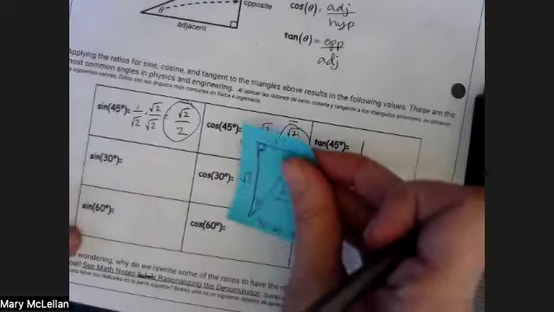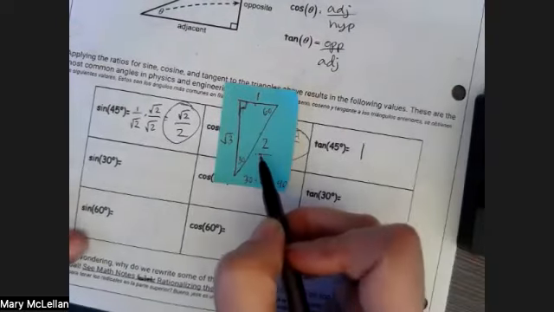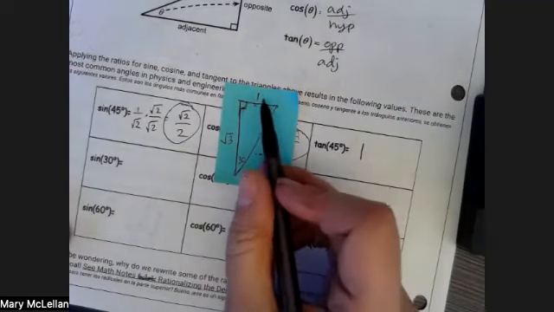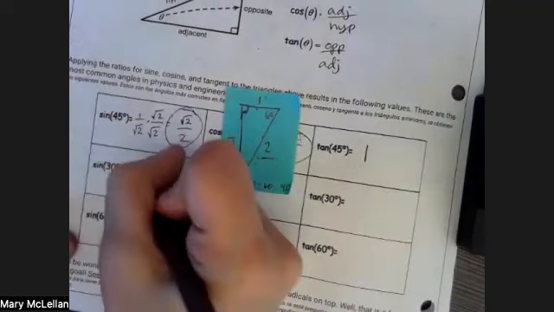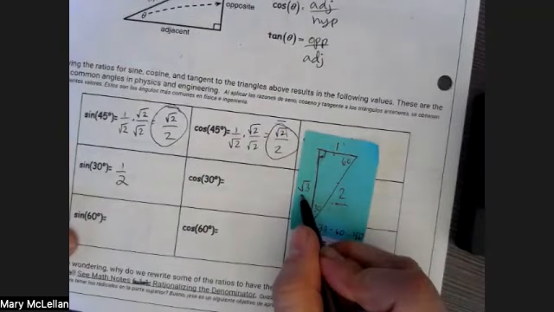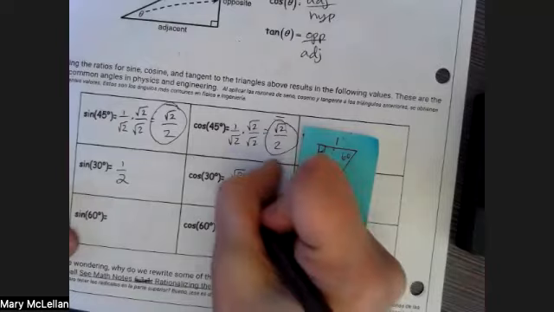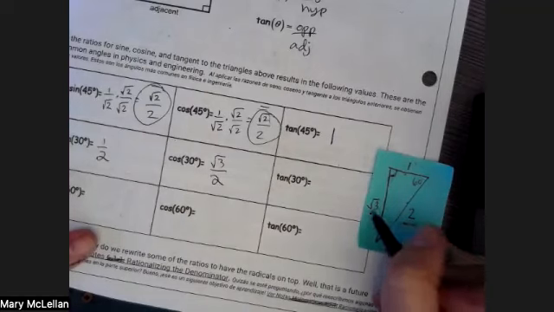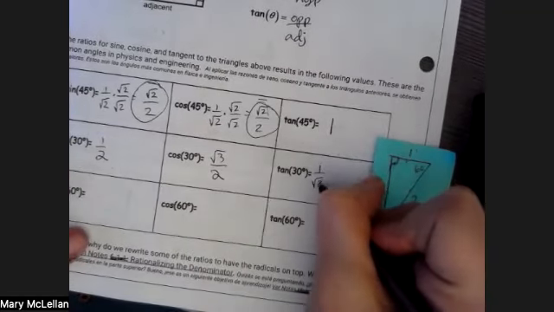There we go. Let's look at sine, cosine, and tan of 30 degrees. Sine is opposite over hypotenuse, so we have 1 over 2. Cosine is adjacent over hypotenuse. That's root 3 over 2. Tan is opposite over adjacent. That's 1 over root 3. But we don't write it like that. We rationalize our denominator. So we write root 3 over 3.